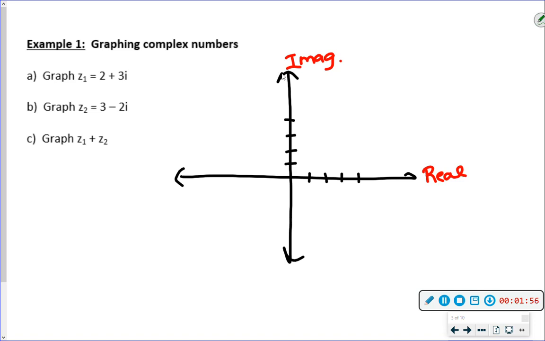So I'm going to do point Z1 in green. We'll color code. I'll color code anyway. So the real's 2. So I'm going to go right 2. And I'm going to go up 3. I know, isn't this exciting stuff? Right 2, up 3. This is what we're doing today, everybody.